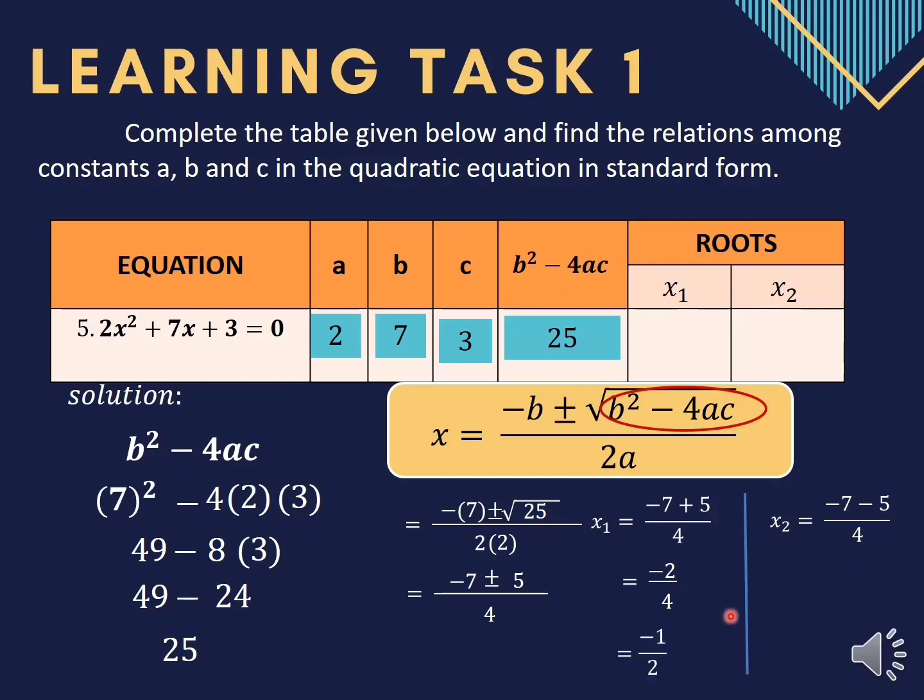So, we have negative 1 half. So, x sub 1 is equal to negative 1 half. And x sub 2, negative 7 minus 5 is negative 12 all over 4. Negative 12 divided by 4 is negative 3. So, our x sub 2 is equal to negative 3.